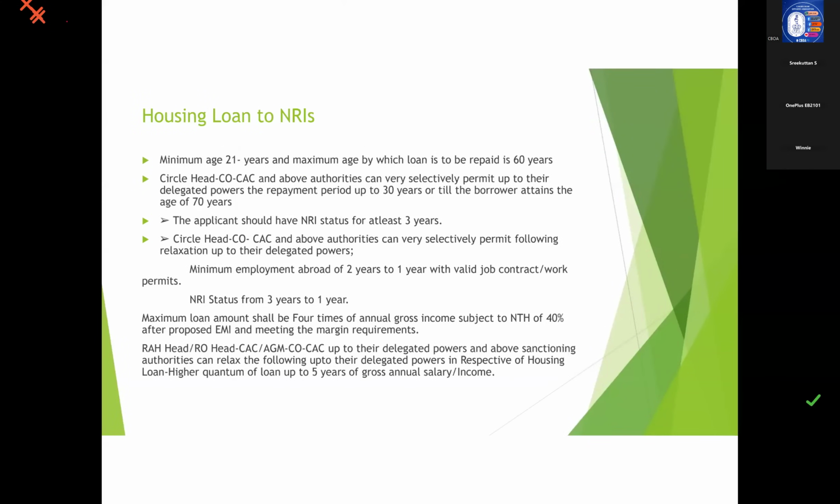Now, housing loan to NRIs, coming to this one. This is yet another housing loan product that is prevalent now. Housing loan to NRI is slightly different from our normal housing loan, which we will touch upon now. The minimum age is 21 years and the maximum age is 60 years. There is no 75 year concept here. It is 21 years and 60 years in the case of housing loan NRIs.